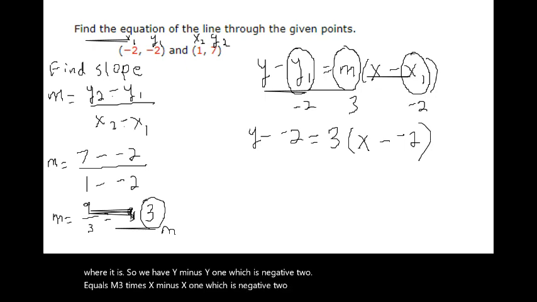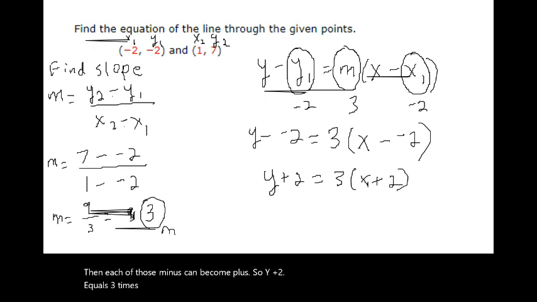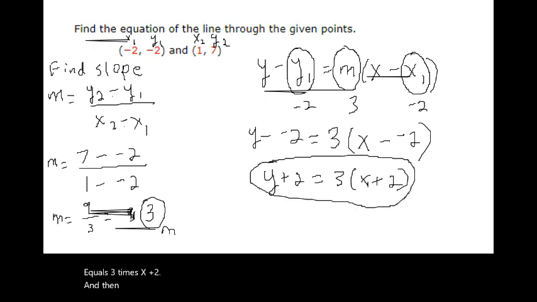Then each of those minus minus can become plus, so y plus 2 equals 3 times x plus 2. And because it didn't say otherwise, I'm going to leave this in point-slope form and call this my final answer.